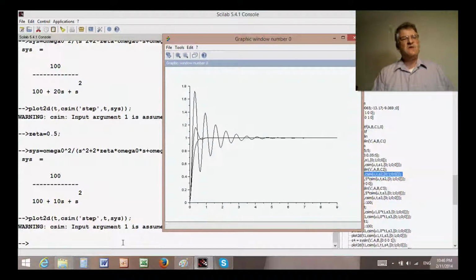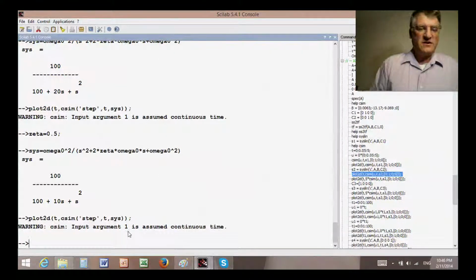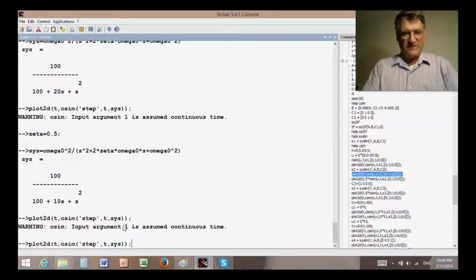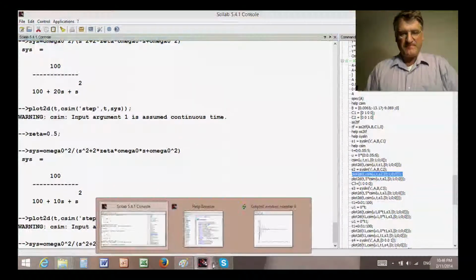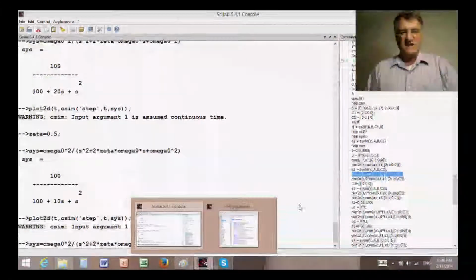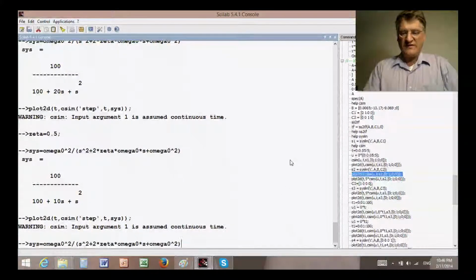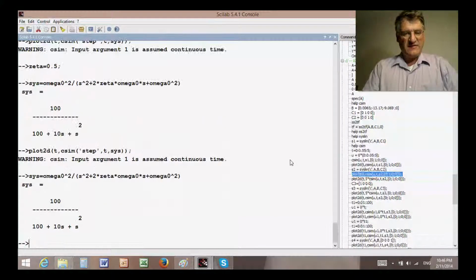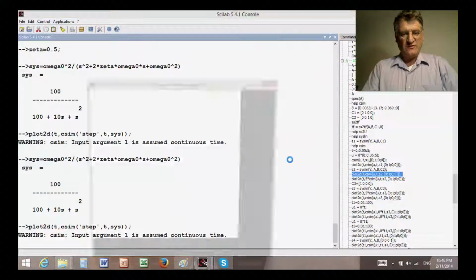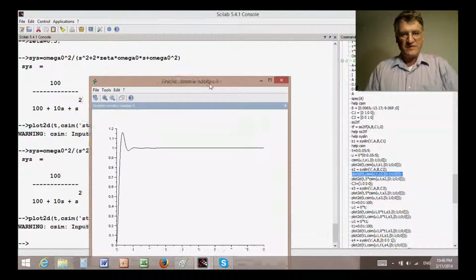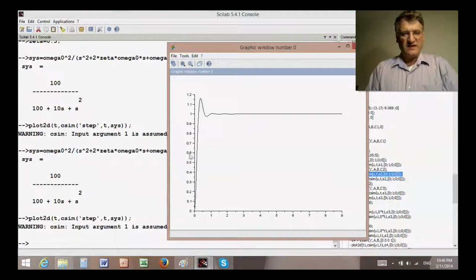Now, let me look at the effect of changing omega 0 instead of changing C. I think the effect will be pretty clear quickly. So I erase this. I define my system, and now I don't change zeta. I just change omega 0. So let me do this first simulation, which is the same as what we had before. And we see the system response like this.